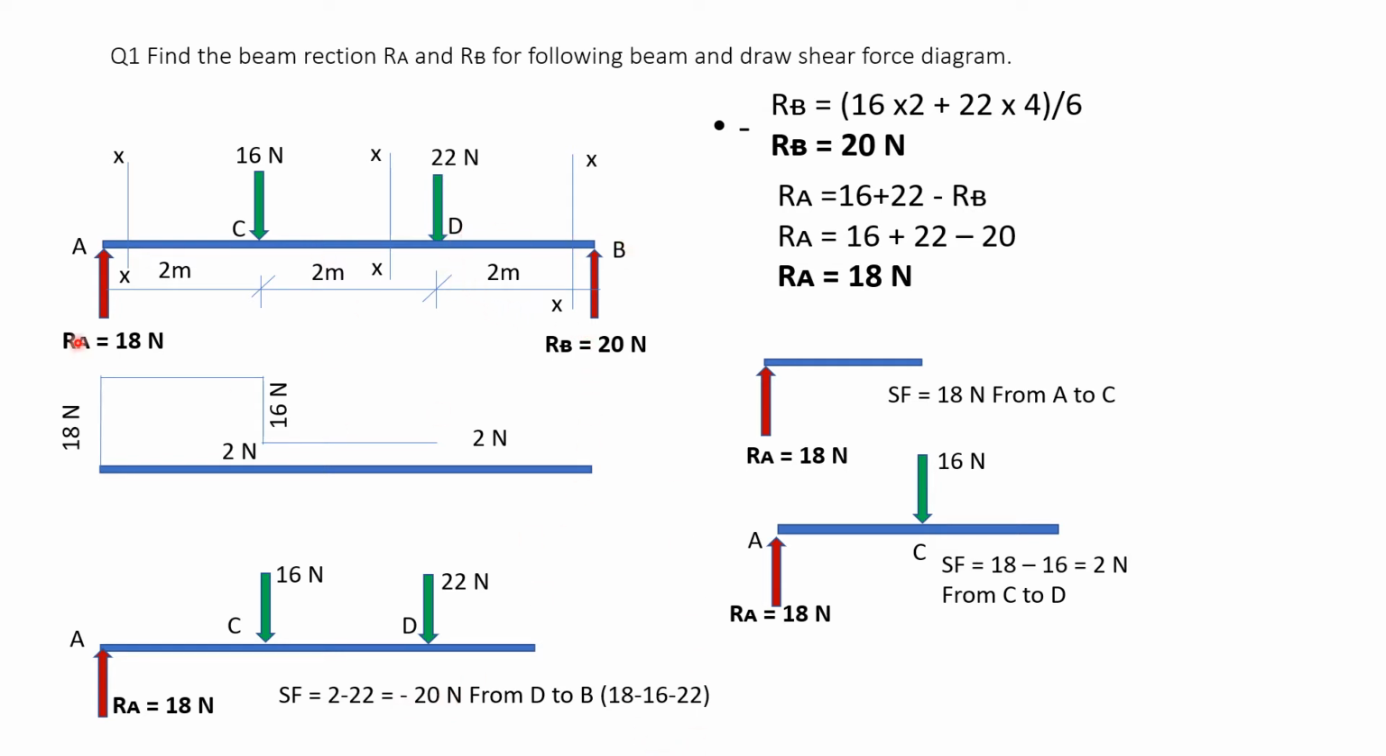Or I can do 18 minus 16 minus 22. That will also give me minus 20 Newton. So from here we go down by 22 from this point. This is the baseline. If I reach from here to this beam line, I am reaching 0.